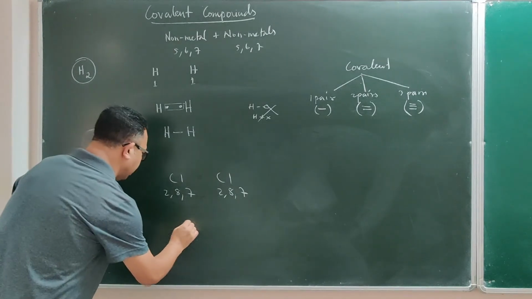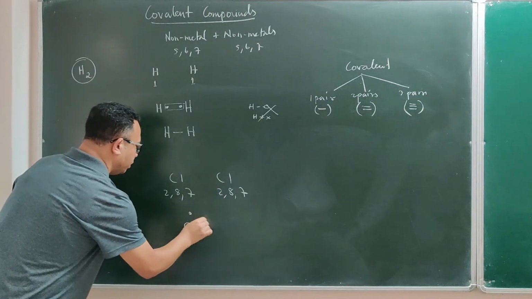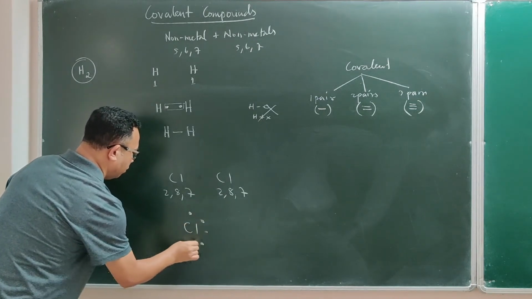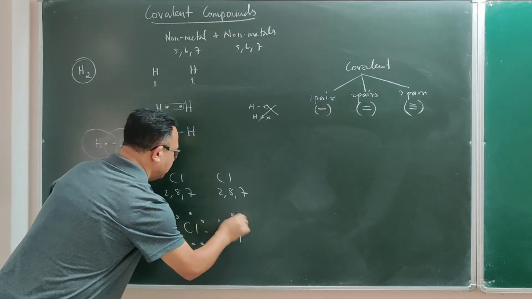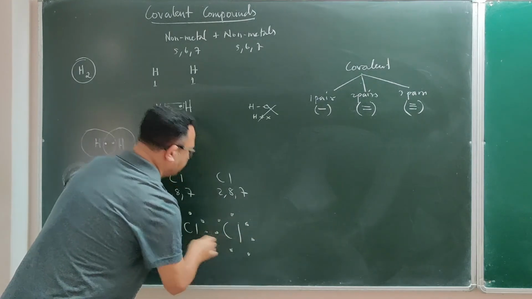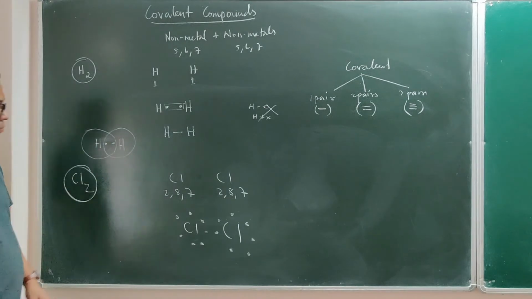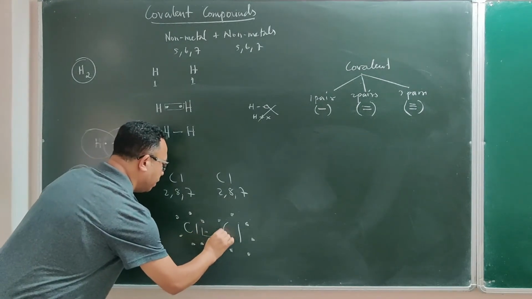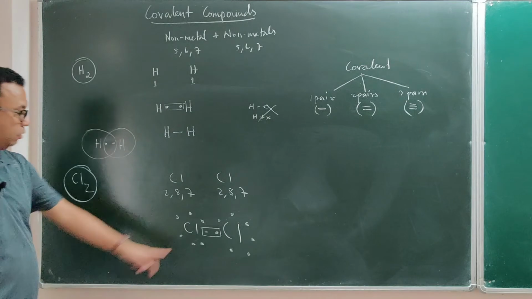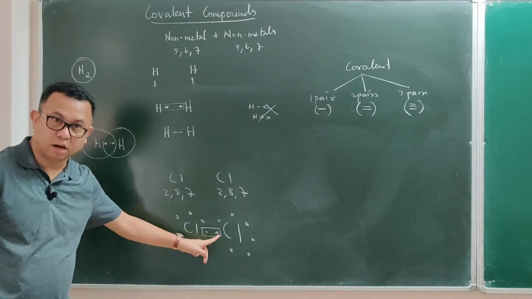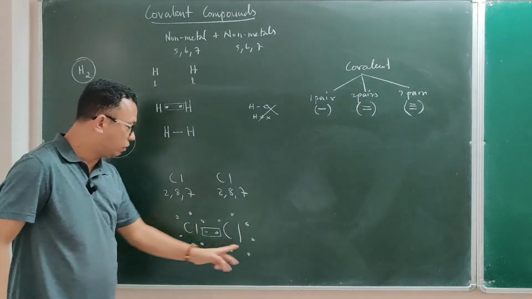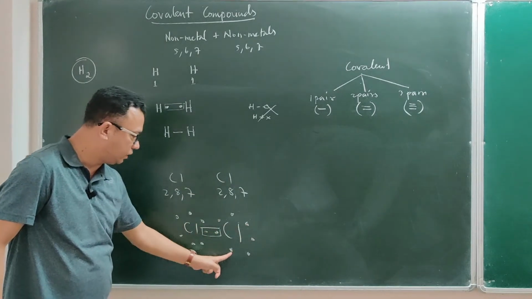So what will we do now? Electron dot structure: 1, 2, 3, 4, 5, 6, 7. One more chlorine: 1, 2, 3, 4, 5, 6, 7. Since you cannot transfer, what will they do? They will share a pair of electrons here. Now when you count for this chlorine, 1, 2, 3, 4, 5, 6, 7, 8, you can count that also because they are sharing now. And when you count for that other chlorine, 1, 2, 3, 4, 5, 6, 7, 8.